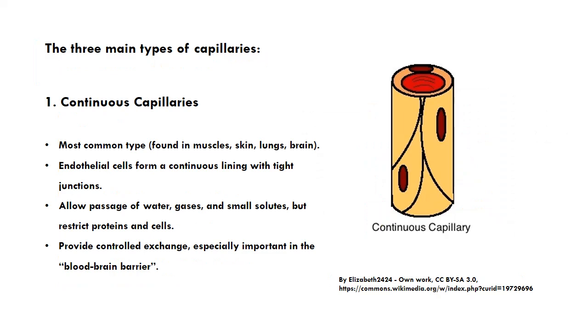Their walls are made of tightly joined endothelial cells that form a smooth continuous lining. This means only water, gases and very small solutes can pass through, but proteins and cells are blocked. They provide very controlled exchange, and in the brain this feature is extra important because it forms the blood-brain barrier, protecting the brain from harmful substances.